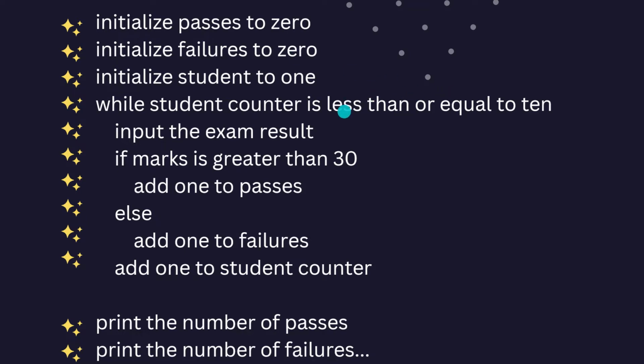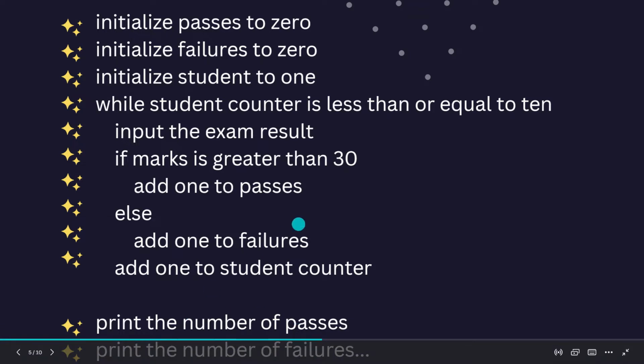Now we have to find the result of 10 students. So we use a condition that while the number of students, or the student counter, is less than or equal to 10, we input the exam result. If the result is greater than the passing marks, then we add 1 to the number of passes. And if it's not greater than the passing marks, then we add 1 to the number of fails. Then we add 1 to the student counter to increment the number of students. After returning from the condition, we print the number of passes and the number of failures.